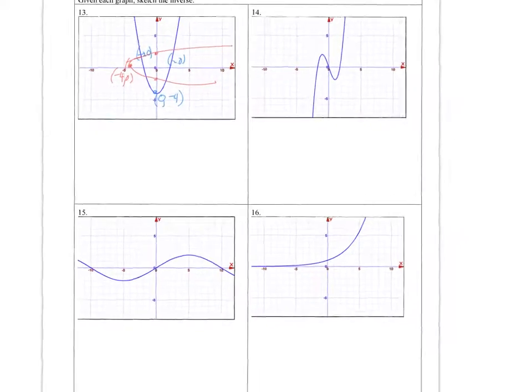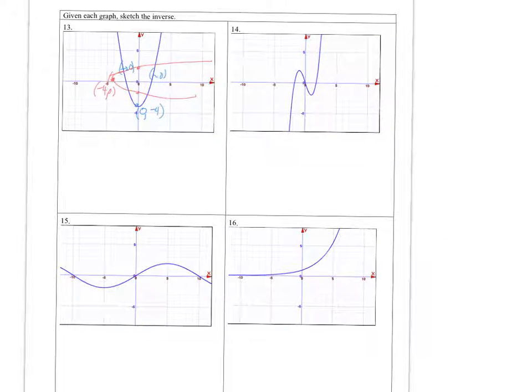For 15, I'm going to stick with (0, 0). For (5, 2), that's going to become (2, 5). And for (-5, -2), that's going to become (-2, -5). So my graph is going to look something like this, and it's going to be an up and down curve instead of a side-to-side curve.